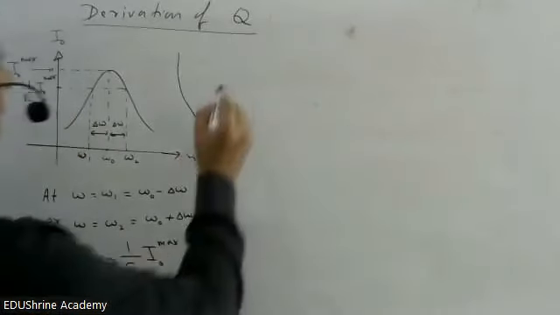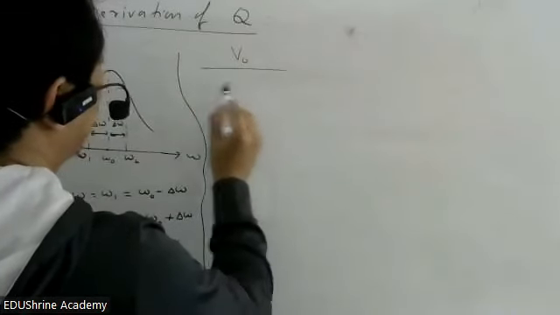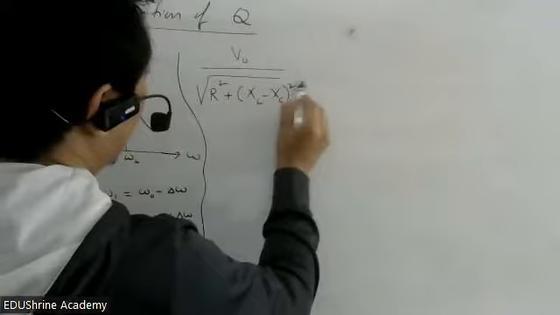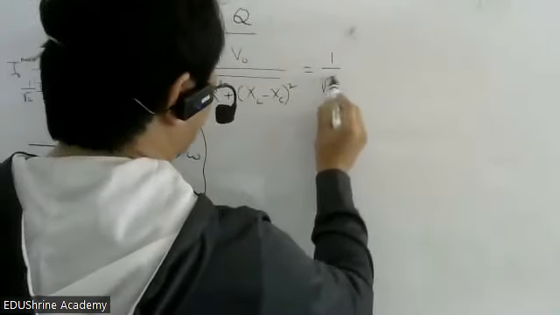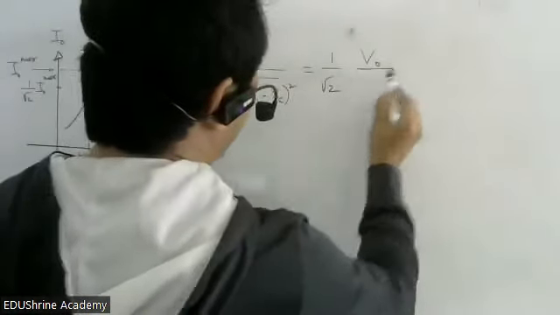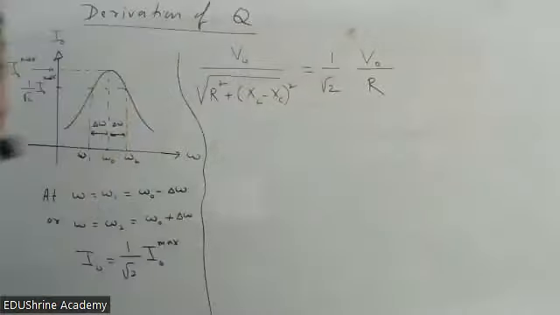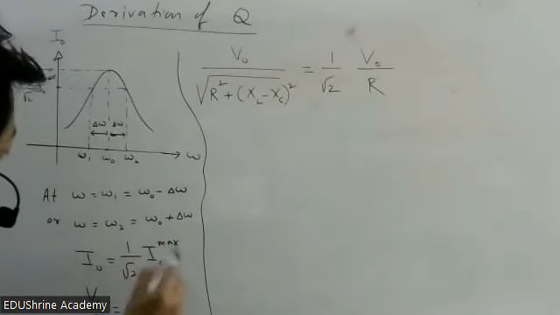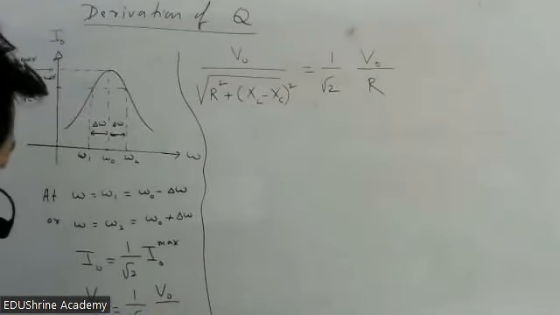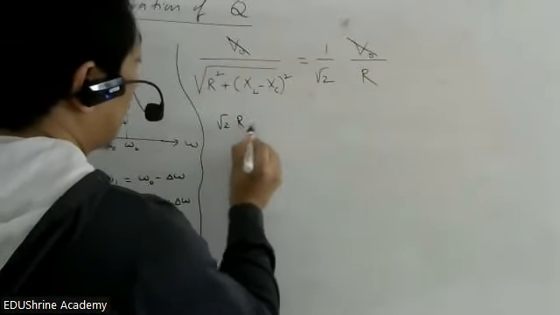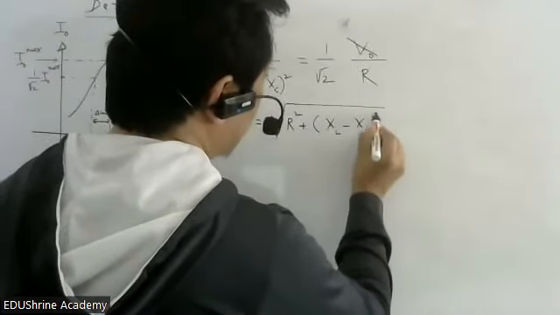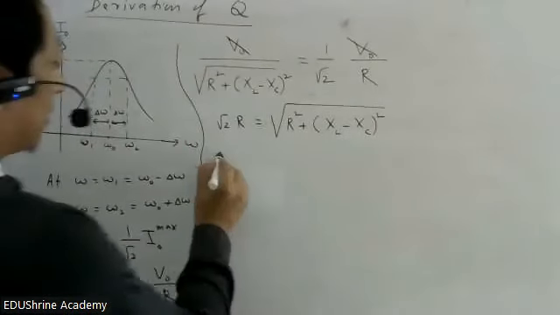What was the formula for I naught? V naught by Z, and Z was root over R square plus XL minus XC whole square. That is equal to 1 by root 2 times I naught max. And what was I naught max? V naught divided by minimum Z. Minimum Z was R. Just check, guys, if you remember or not. Maximum current means V naught by minimum impedance. Minimum impedance was R. Now your V naught gets cancelled. Then you cross multiply. Root 2 R equals root over R square plus XL minus XC whole square. How to remove the square roots? Square both sides.